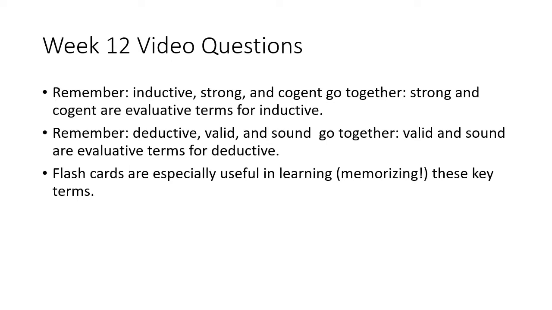Now, we said that there are two ways in which premises are related to conclusions. In some arguments, the premises are intended to provide probable support for the conclusion. In some arguments, the premises are intended to provide absolute or certain support for the conclusion. And so these terms become very important. Inductive, strong, and cogent, they go together. And deductive, valid, and sound go together. In both cases, the latter terms are evaluative terms for the first term.